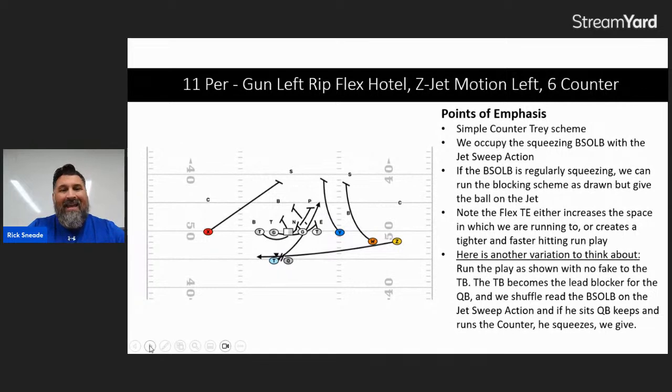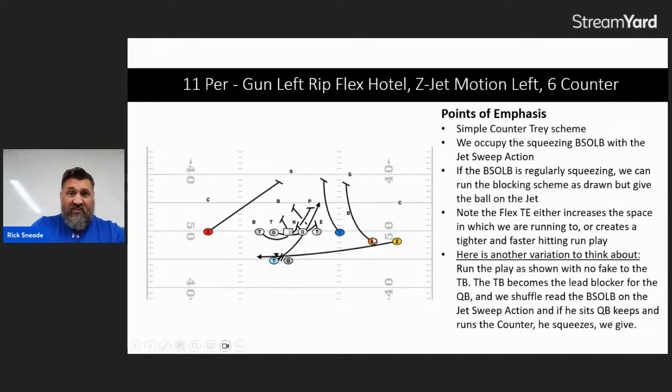The next play, again, this looks very different, but it's still counter. And guess what we're still doing? We're still manipulating this outside backer here. That guy is going to be manipulated by the jet sweep action.